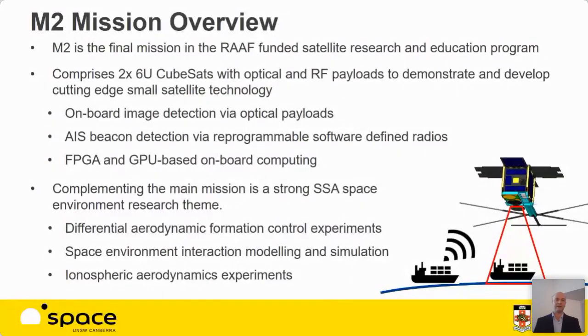The M2 mission is funded by the Royal Australian Air Force, and it's a pair of 6U CubeSats. They start life as a conjoined pair, so it's a 12U box, about that big. And then at some point in the next few weeks, we're going to tell these things to separate into two 6U CubeSats, deploy some solar panels, and start doing lots of fun things. We've developed pretty much all of the systems on board. We've got imagers, we've got a number of computers and onboard programming.